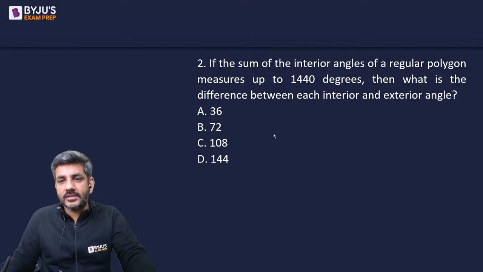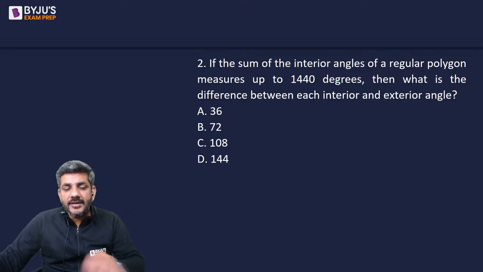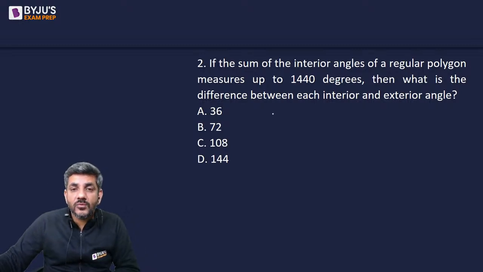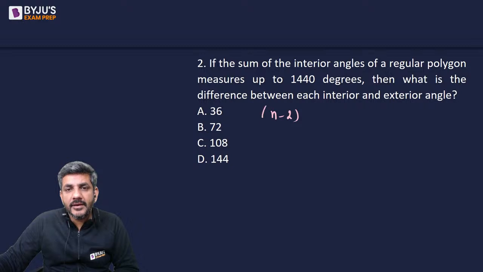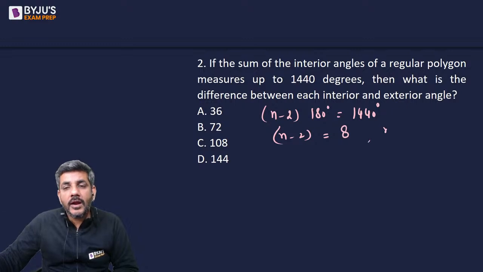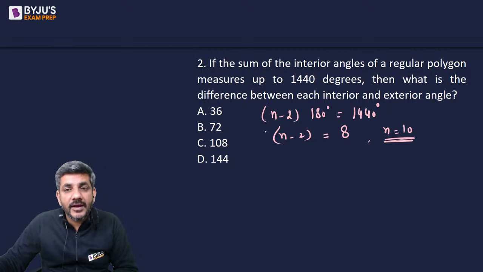So let's start doing this as well. Sum of all the interior angles of a polygon is 1440. What is the formula for that? It is n minus 2 into 180 degrees. This is equal to 1440 degrees. From this logic, I can say n minus 2 is 1440 by 180, that is equal to 8. Or I can say n is equal to 10. So by this, I got the value of n as 10.